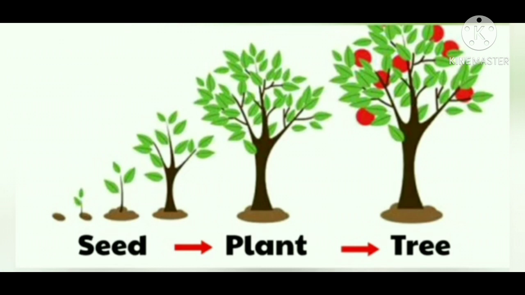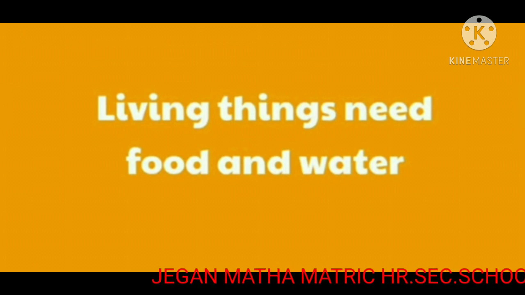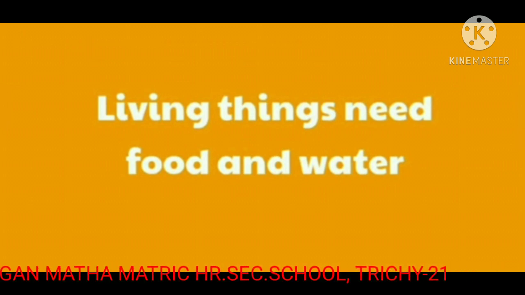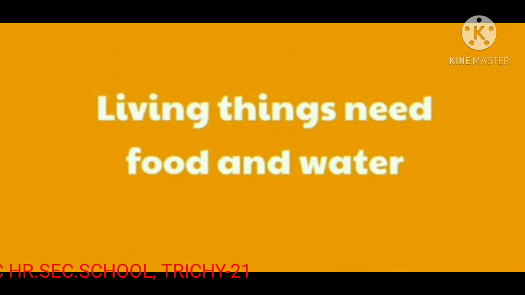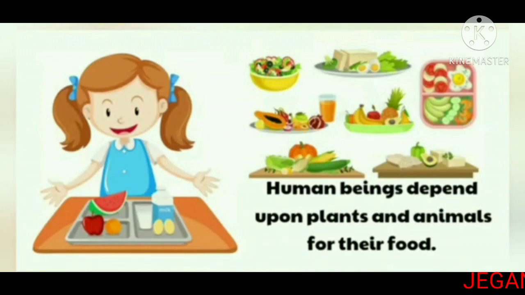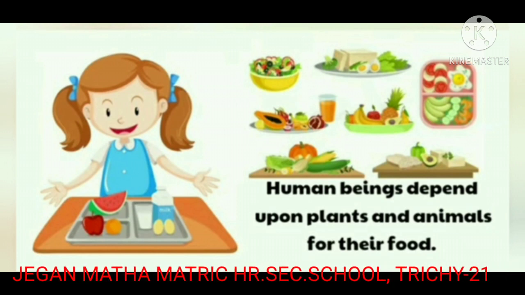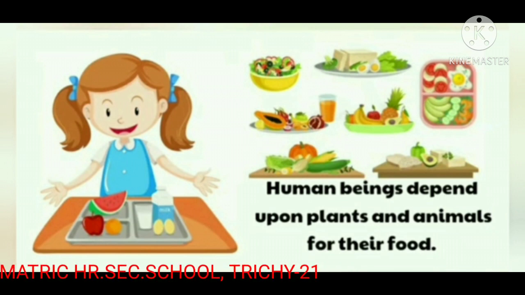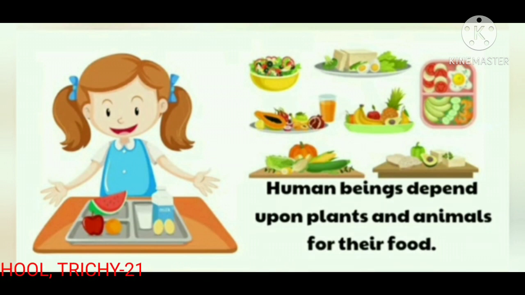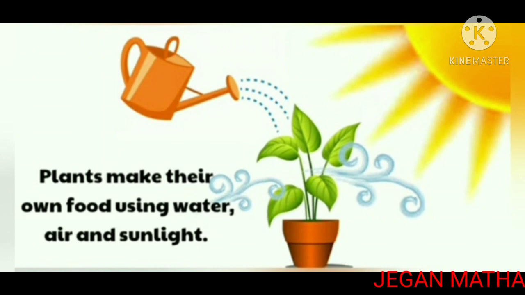Living things need food and water. For example, human beings depend upon plants and animals for their food. For example, energy giving food, bodybuilding food, and protective foods. Protective food means fruits and vegetables.